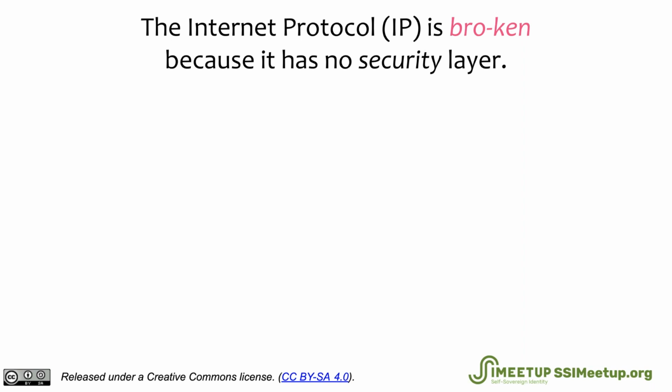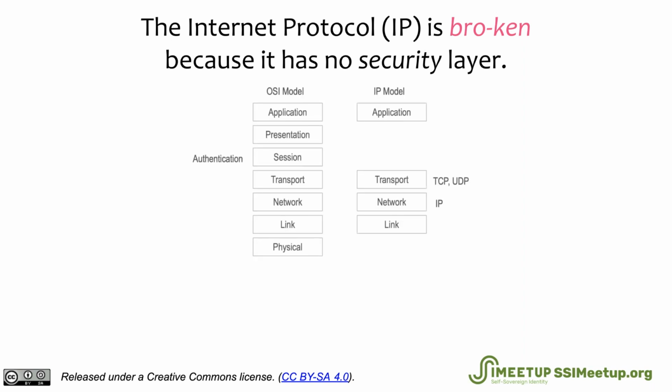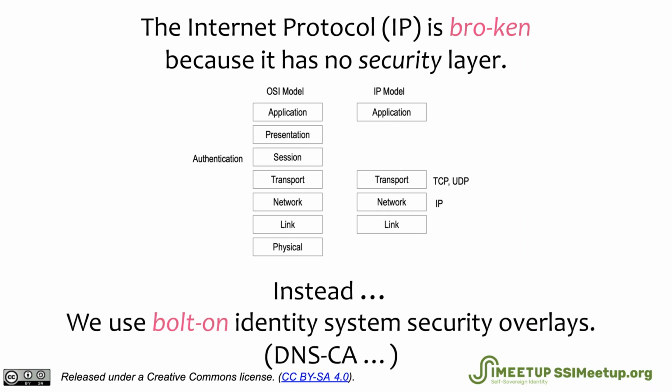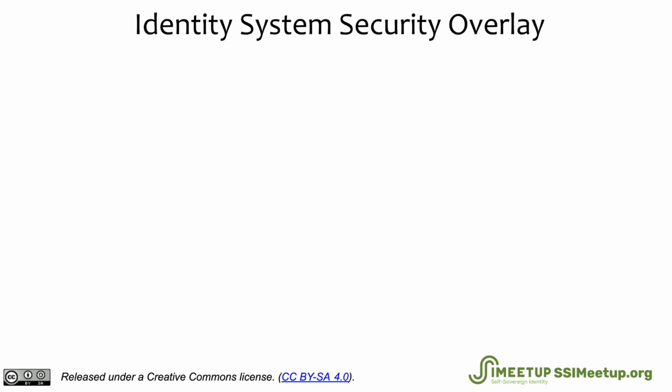So where that leads us is, how do we fix the internet? The internet protocol is broken because it has no security layer. When it was designed, it left out the two layers in the 7-layer OSI model where you have security. The session layer is authentication. Now, had they put one in there, it probably would be a bad form of authentication because 30 years ago, crypto wasn't as good as it is now. But that said, instead of having a standard security layer that everybody uses for the internet protocol, we have bolt-on identity system security overlays. The prime example is the domain name system certificate authority system that everybody uses on the web. What that means is that security on the internet comes through some form of identity system security overlay.